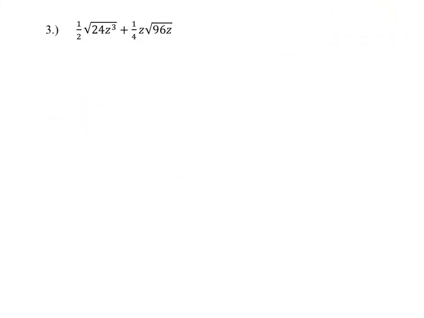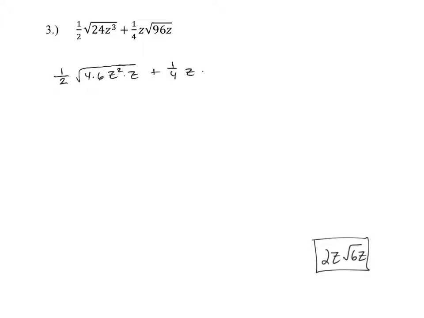Okay, try this one on your own. Go ahead and pause the video and see if you can come up with the correct answer, which is 2z times the square root of 6z. All right, so pause the video and see how you do. All right, so I'll go ahead and show this. We'd have the square root of 4 times 6, z squared times z, plus 1/4 z times the square root of 16 times 6, and then we still have a z there.